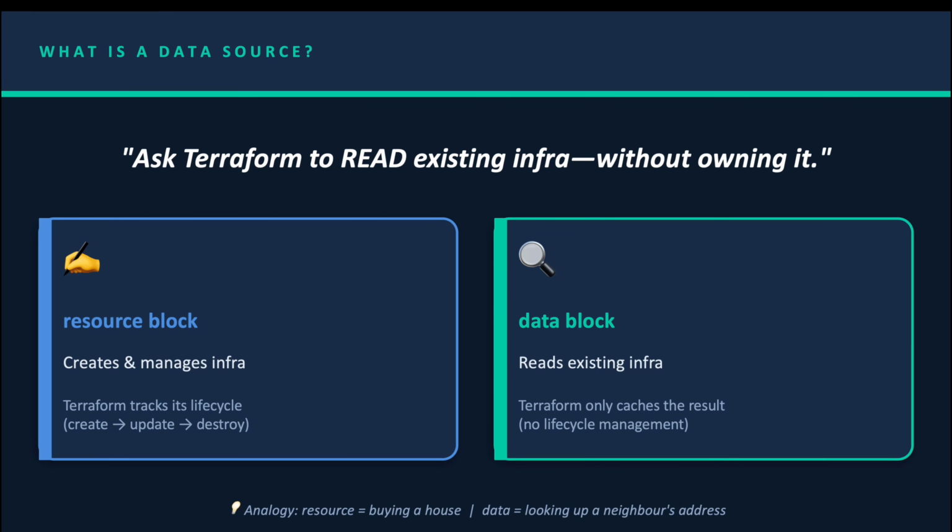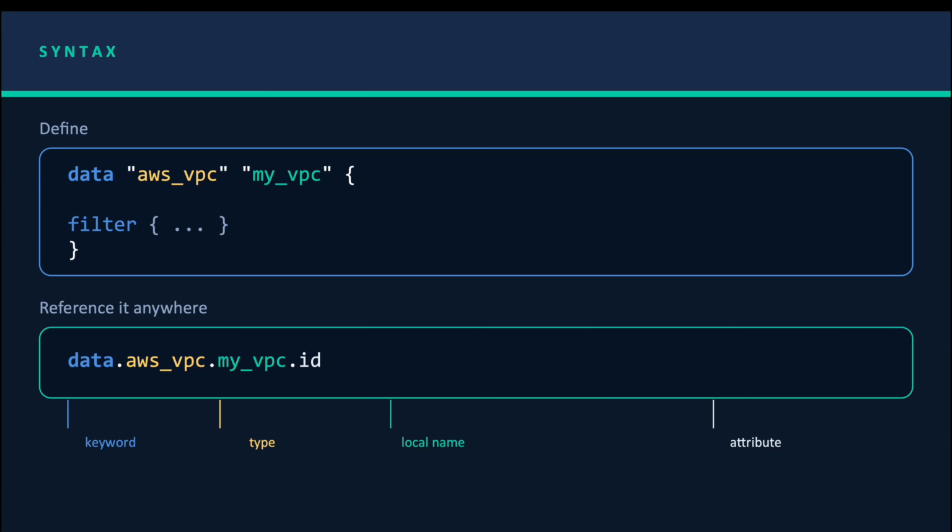So this is the Terraform data block. Next is syntax. To define it, you write the data keyword, then the resource type, and then your local name. Inside the curly braces you write the filters, and according to your requirement, you can give the arguments in the filter section.